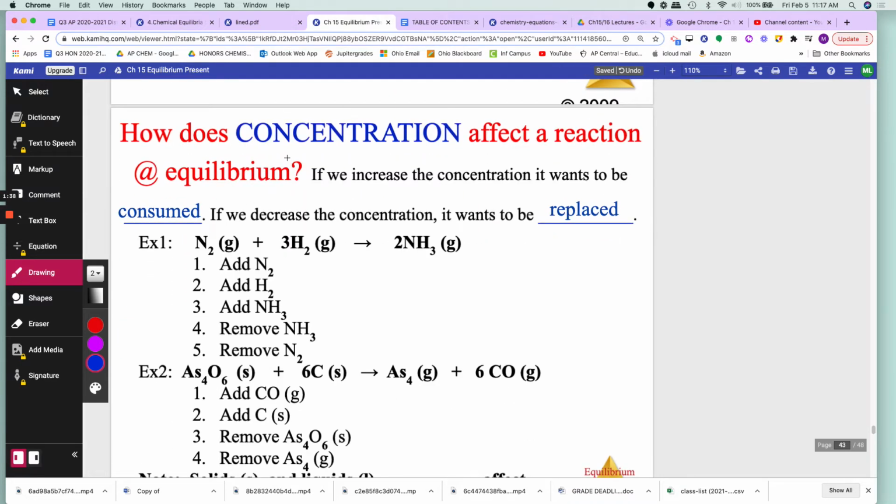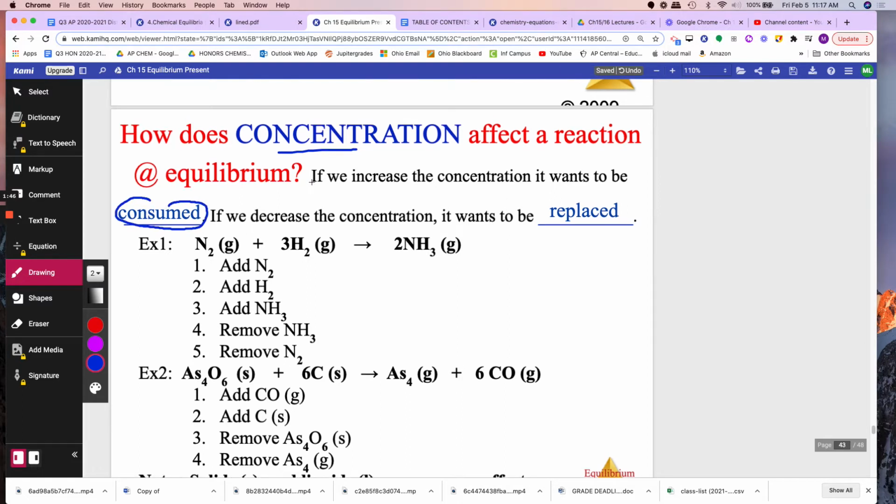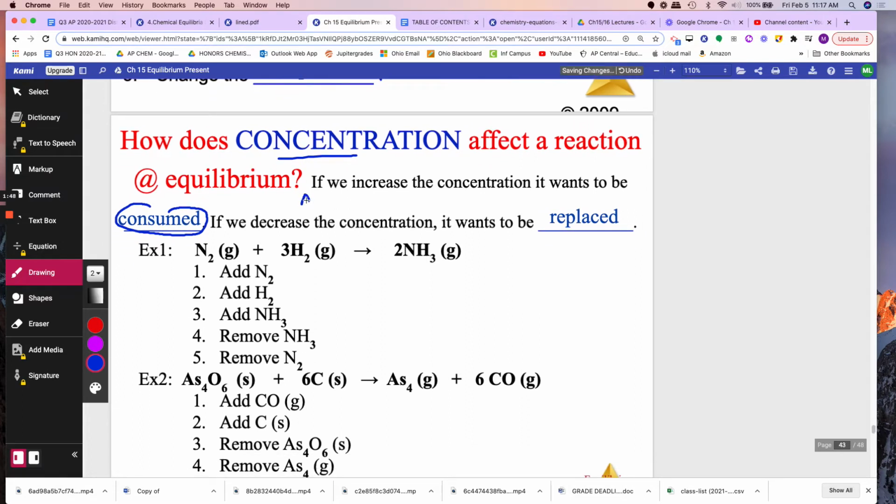First, let's go ahead and look at concentration. If you increase the concentration, it wants to be consumed. What that means is if you have A plus B turns into C, and your system is already at equilibrium and you add more A, it's going to go to the right to consume what you've just added. Now you can also decrease the concentration. If you take away the C in a system at equilibrium, it's going to go to the right to replace what you've just removed.